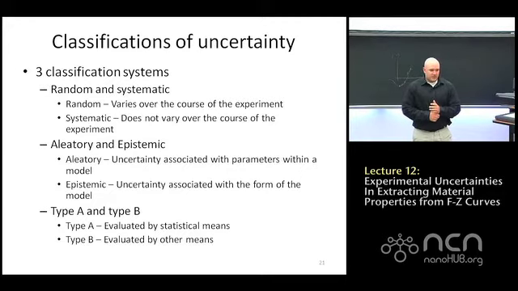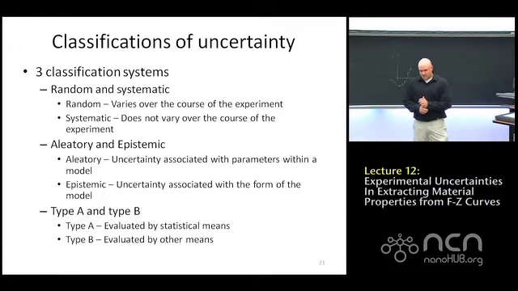Another classification system, used by the verification and validation people, and this is done for a lot of simulation work, is aleatory and epistemic, where, if we have a model, aleatory is variation in the parameters of the model, and epistemic is variation in the form of the model itself.